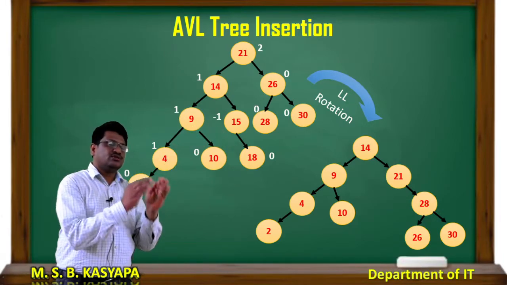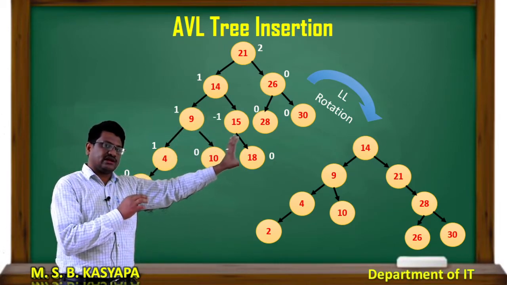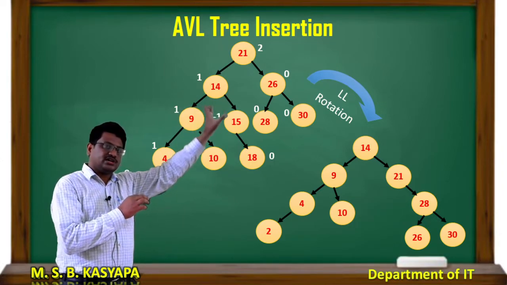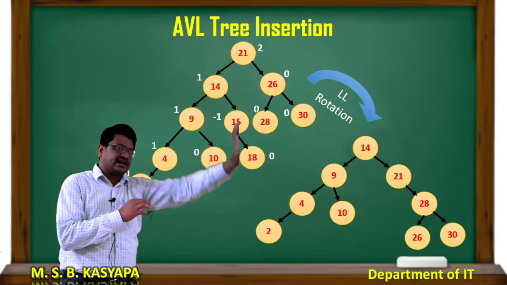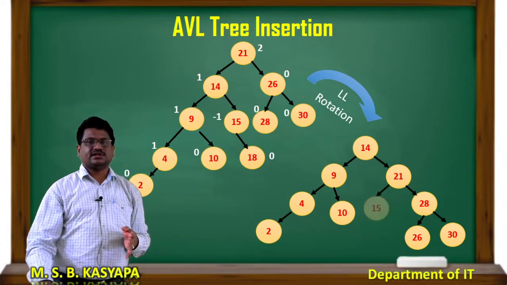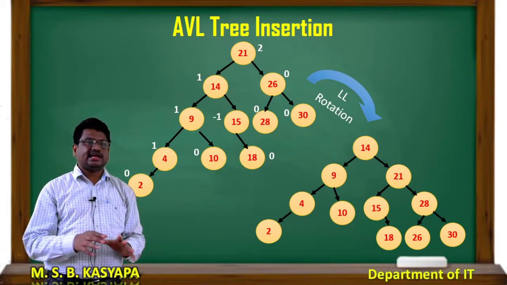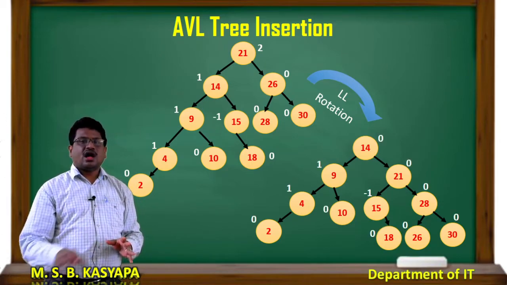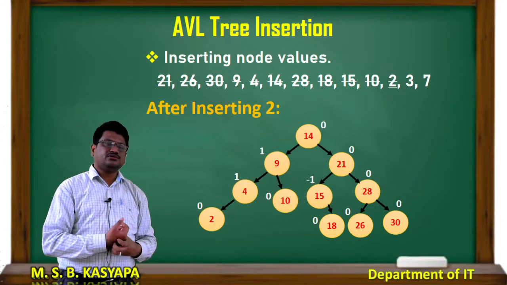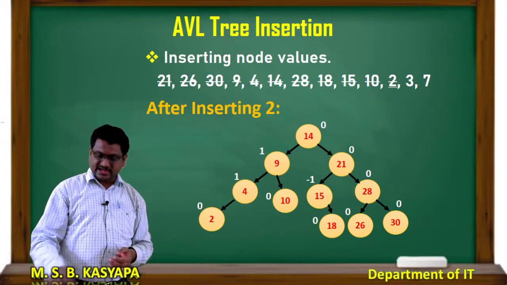Why? Because 14's right side means these are the greater values. Now I am converting 14 into a root node, so these should be moved to the right subtree. Am I right? Right subtree, left child. Okay. Now like this it will happen. Now after inserting the value 2, my tree is like this. Okay, it is an AVL tree, so I can move on.